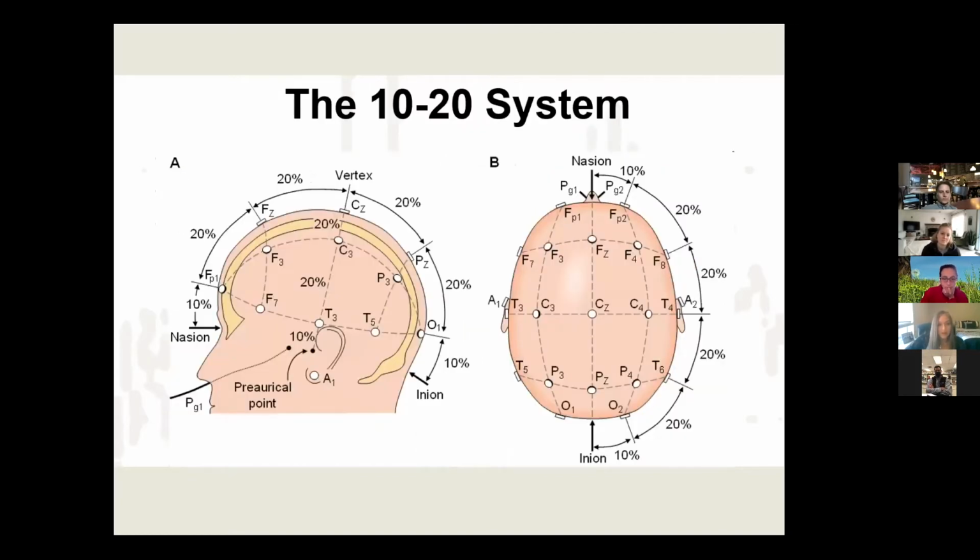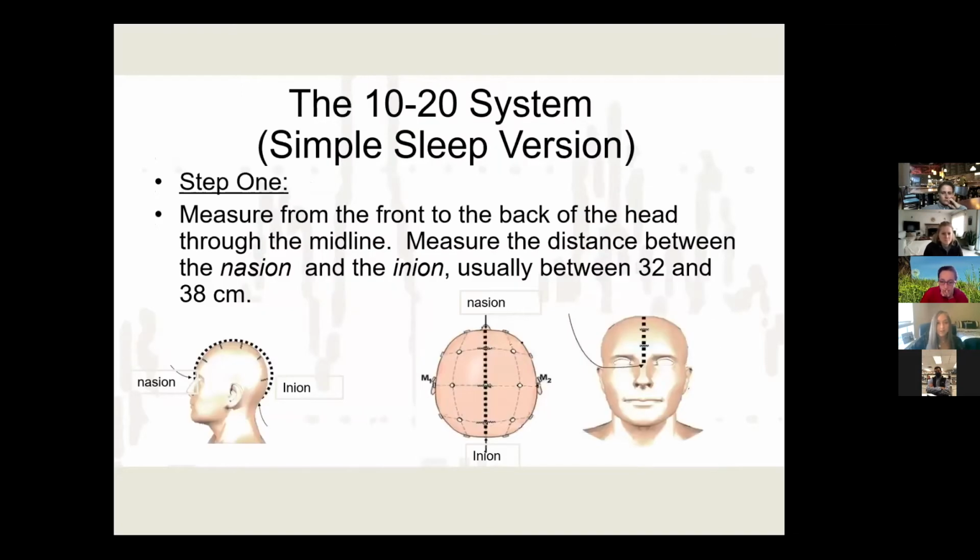Here's just another look at your nasion, your inion, and then your preauricular points. Okay, so for measurements, there's really 6 steps, and you can make multiple markings within each step. So the first step is you're going to measure from the nasion to the inion.